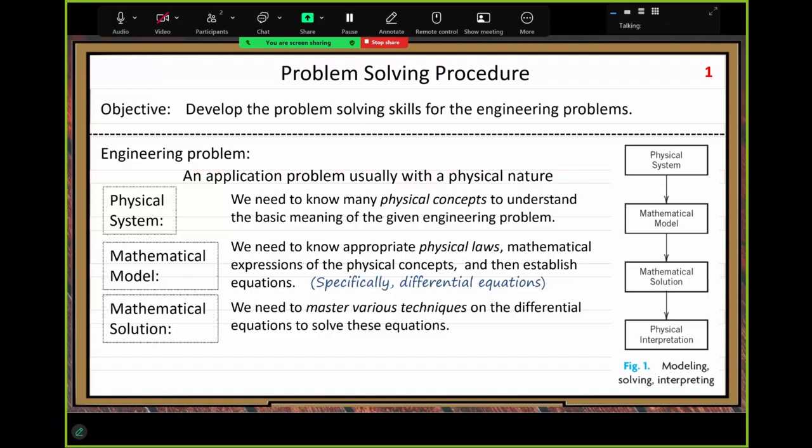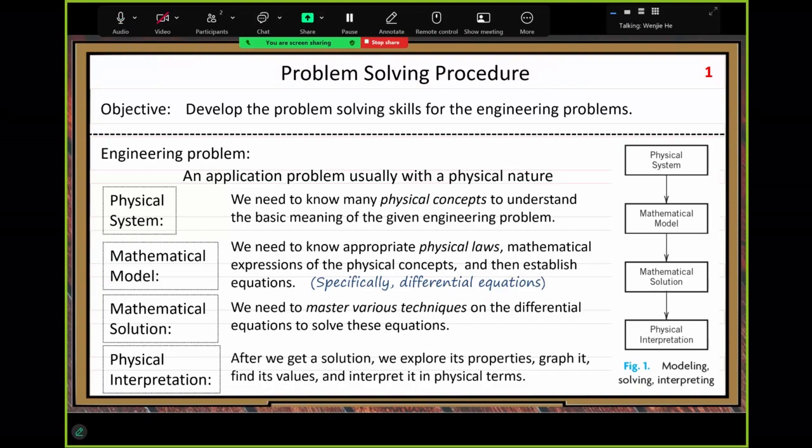All right. The last block. After you find a solution, at the end, you need to do physical interpretation. You need to make a conclusion, right? Based on your solutions, you need to interpret some phenomenon. Sometimes you need to explain a little bit. So that's the last step. After we get a solution, we explore its properties. The solution may have some special properties.